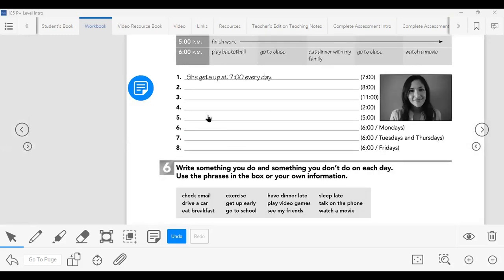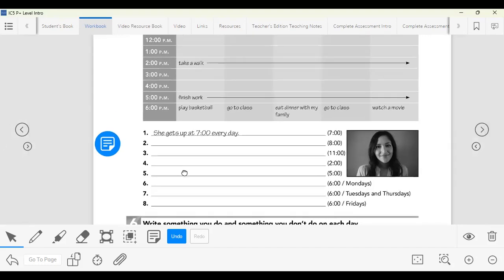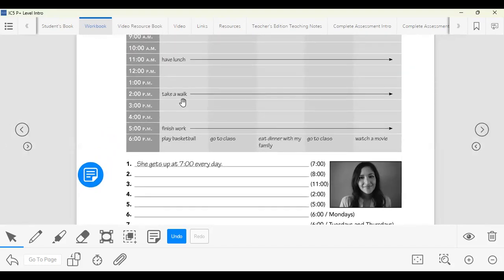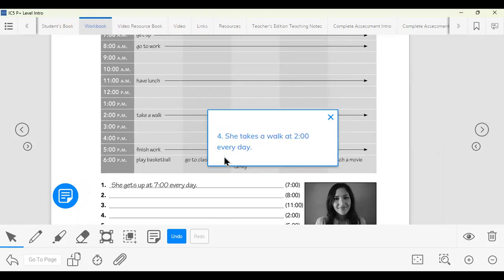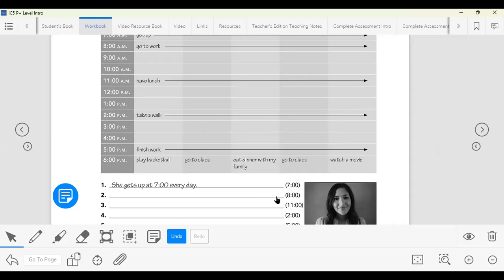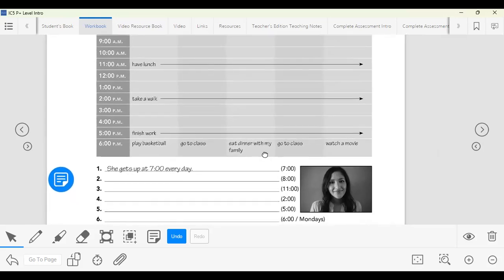Number 4. What does she do, at what time? At 2. She takes a walk at 2 p.m. every day. Okay, that's correct. In this case, we just add "s," just the "s": takes. Okay, number 5.